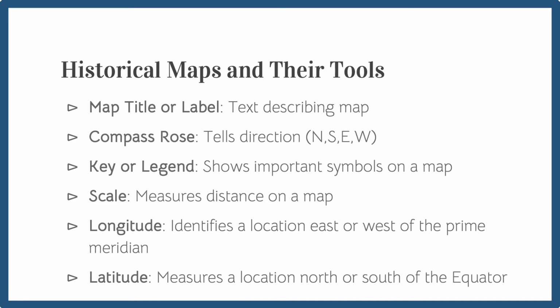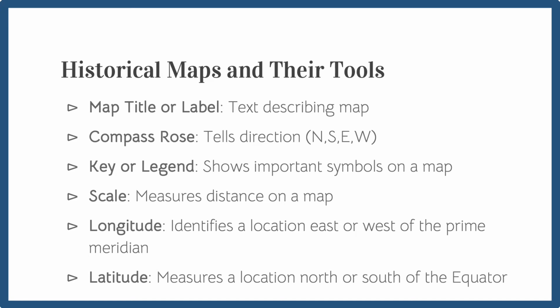Another tool that was just mentioned is the scale. A scale measures distance on a map. The scale will identify a ratio, such as 1 inch equals 10 miles. Let's use an example with this scale. If you measured a street and it was 2.5 inches long on the map, the real street would be 25 miles long.